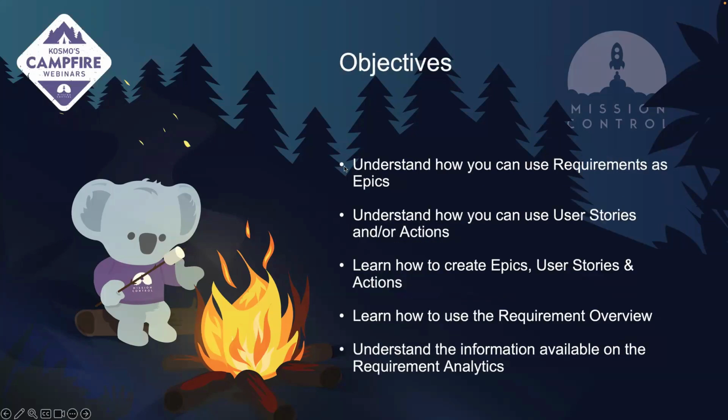The main objectives for the call: understanding how you can use requirements within Mission Control as epics, understanding how you can use user stories and/or actions to capture the details of what needs to be delivered as part of that overall epic, and ultimately how you go about creating all of those elements. We'll take a look at the requirements overview, which has a couple of views within that tab, and make sure we understand the information available from the analytics as well.